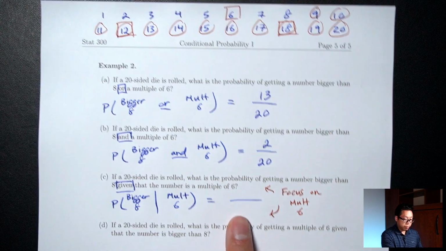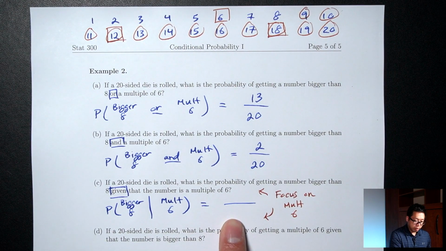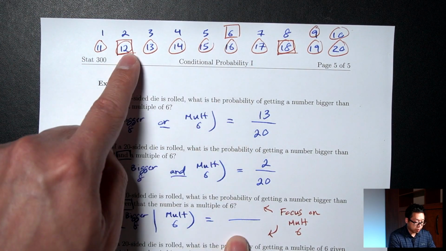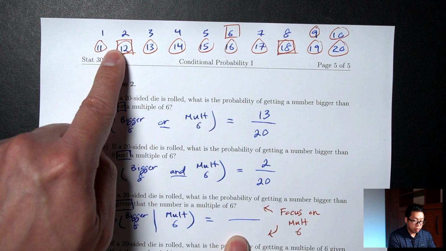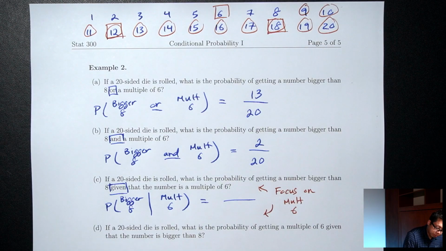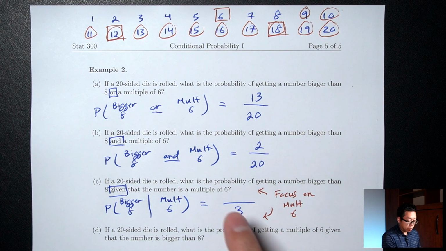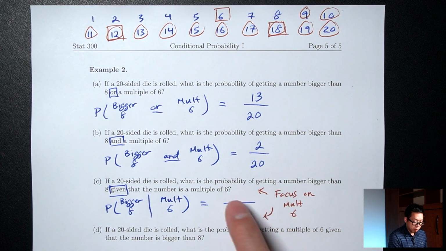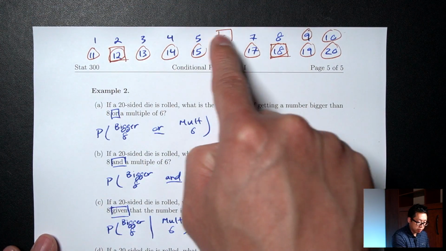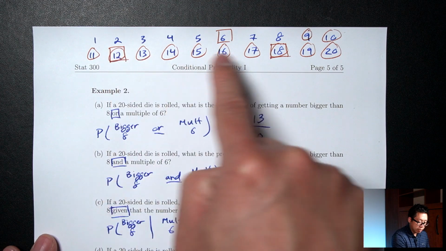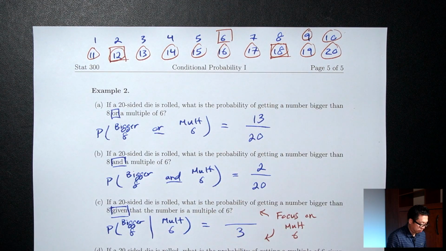So for the bottom first, focusing just on the multiples of 6, how many are there total? The multiples of 6 are my boxes. So focusing just on the boxes, how many are there total? 3. And then for the top, still focusing on just the multiples of 6s, how many are bigger than 8? So focusing just on the multiples of 6s, how many of those are bigger than 8? 2, the 12 and 18.